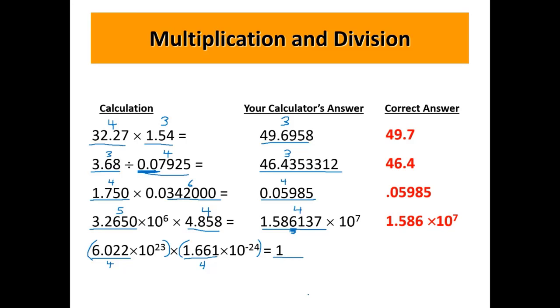If you get a case where things end up looking like whole numbers or something like that, and you don't have enough significant figures, remember you have to add the appropriate number of significant figures by putting decimal points and zeros as needed. So the answer here will be 1.000.